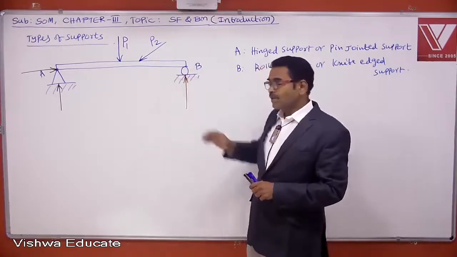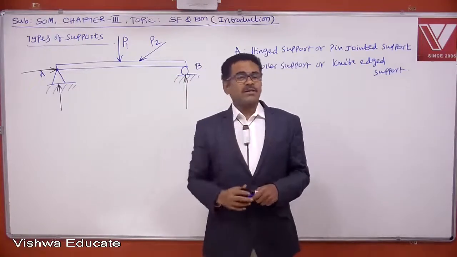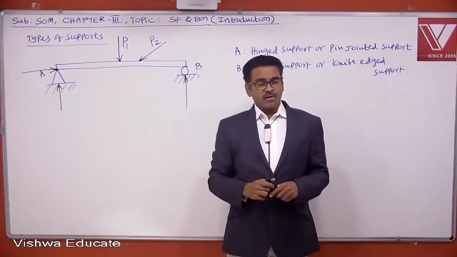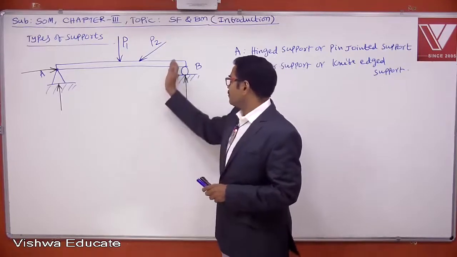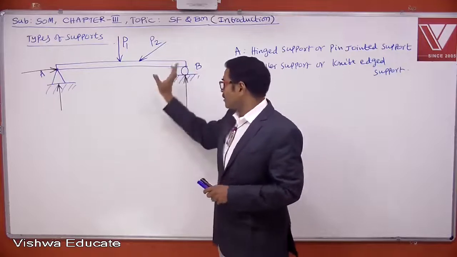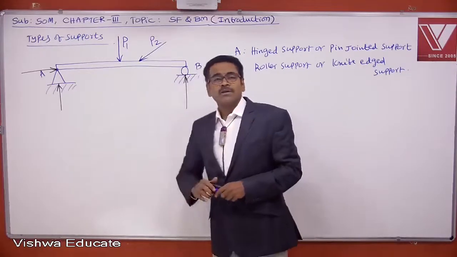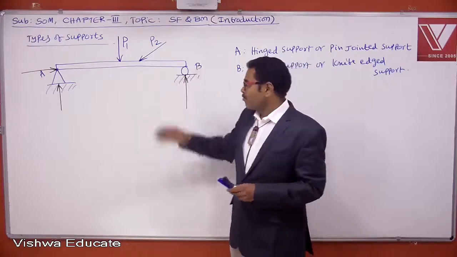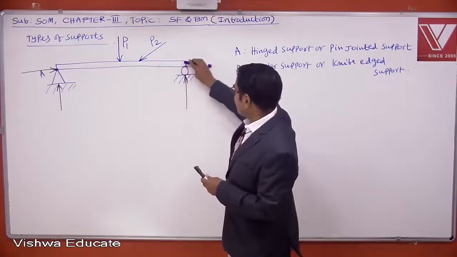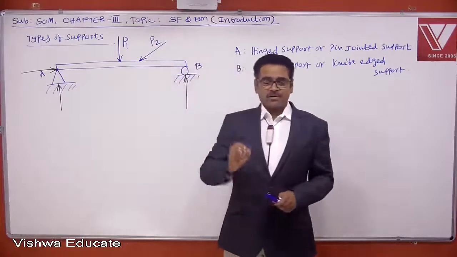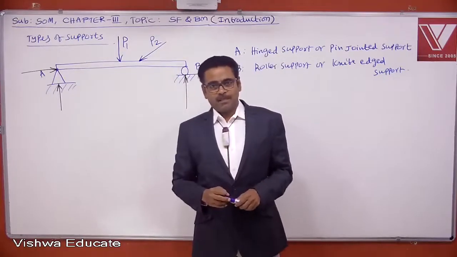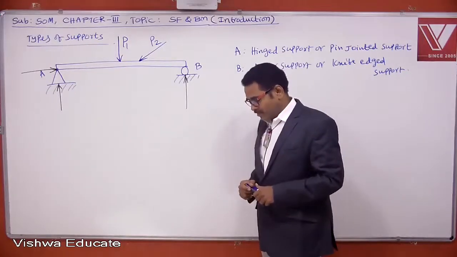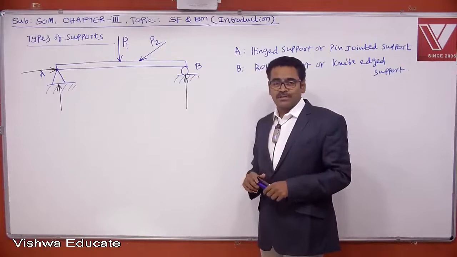Similarly, in winter season, there shall be small temperature. Because of smaller temperature, the beam may contract. In that case, the beam tends to move towards left, since it is contracting. So the roller will not resist. About the roller, the beam can have either rightward displacement or leftward displacement, right? The roller will not resist it. Okay? So the maximum number of unknown reactions about roller support or knife edge support is 1.